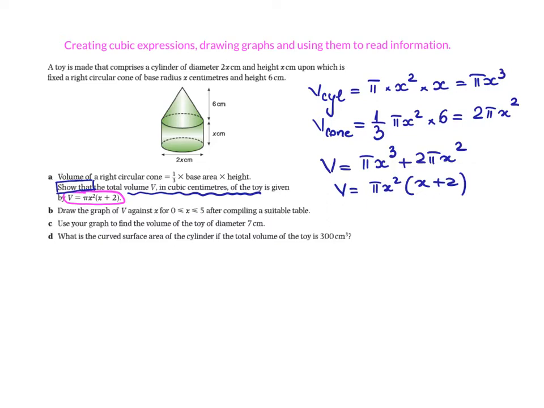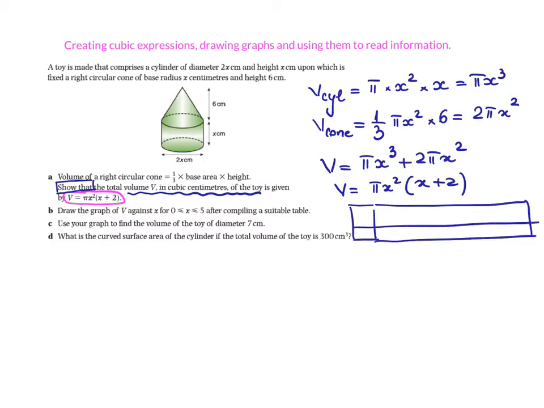Now I'm asked to draw the graph of v against x. So I need a table of values, and I want to see for different values of x what is v. And I'm given values between 0 and 5. So it's normal that I will take whole values. But if I see at one point that this information is not enough to draw a nice graph, then I might consider other points in between these values.